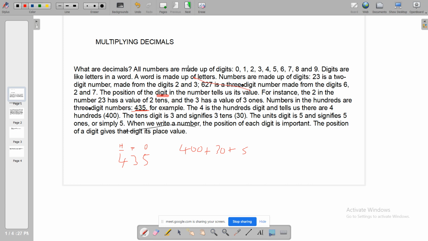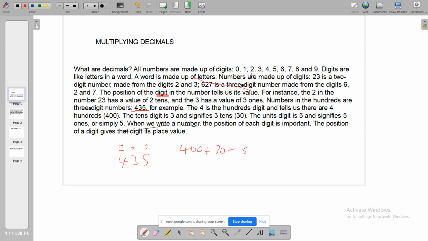627 is a 3-digit number made from digits 6, 2 and 7. The position of the digits in a number tells us its value. So always look at the position, because the position gives the weight. If not for the position, 6 would just be 6, 2 would just be 2, and 7 would just be 7. But the position where you place the digit gives it its weight.